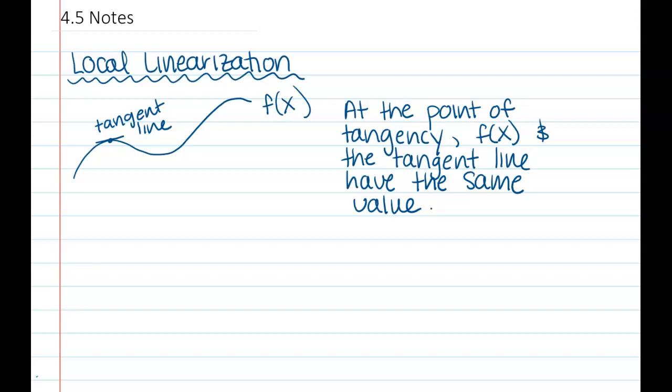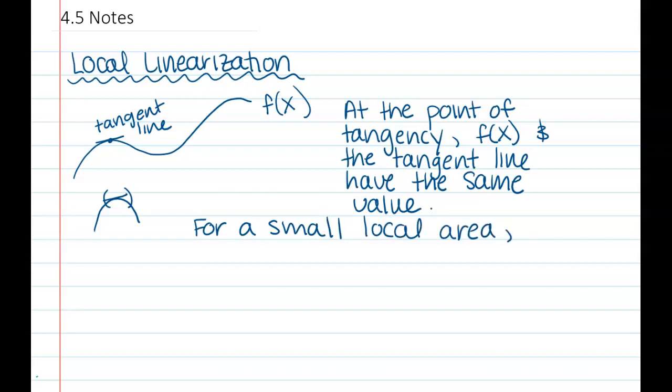If we kind of zoom in, so to speak, on that tangent line, even though my curve looks different, ignore that, we can actually extend that tangent line, because for a small local area, they are close, meaning the value of the function and the y value of the tangent line are pretty close to each other.